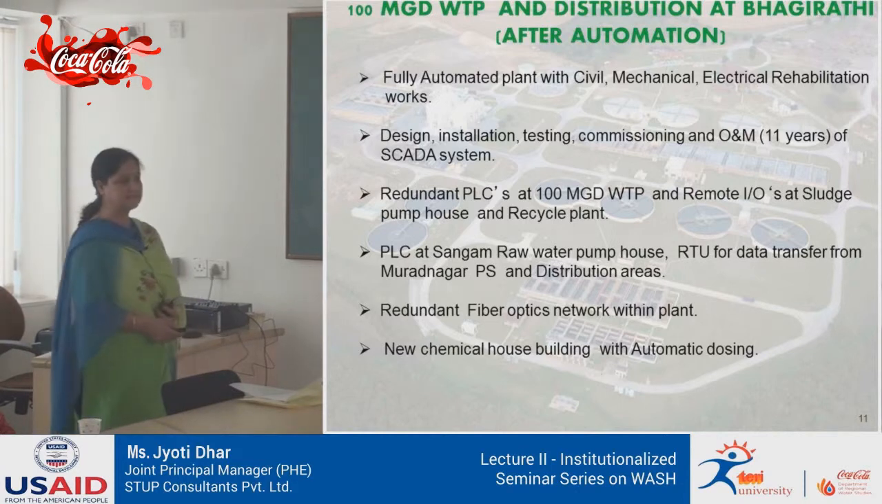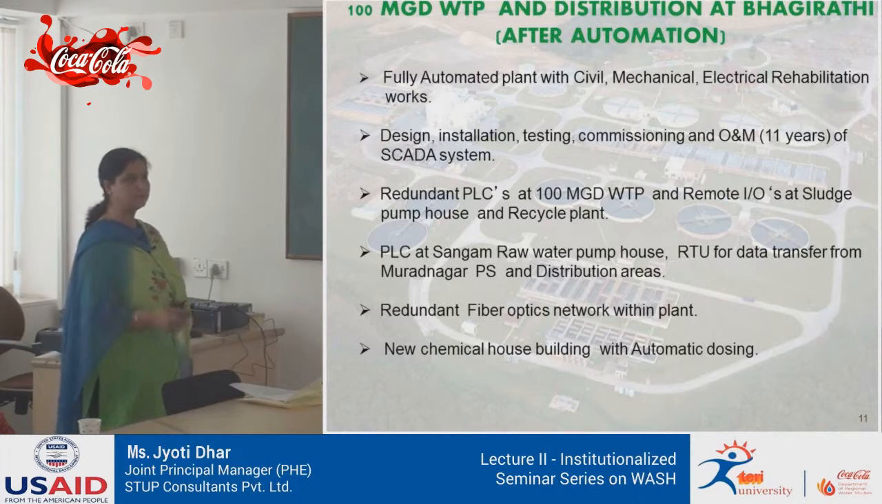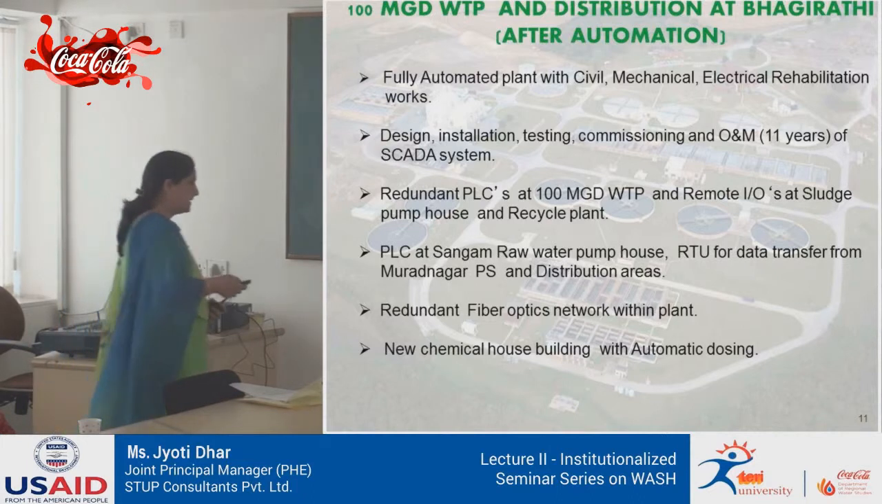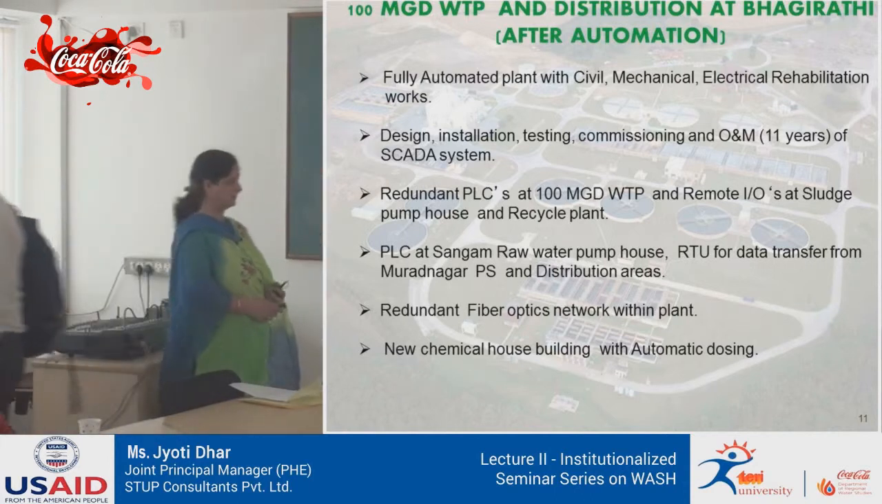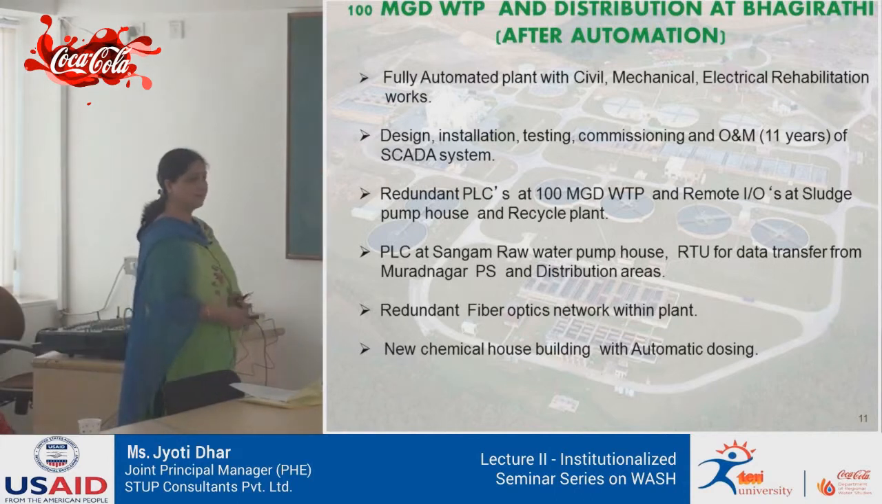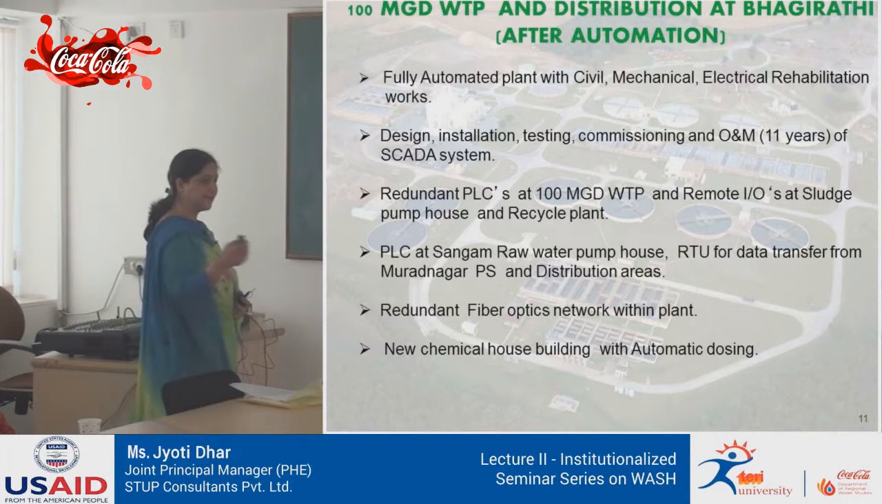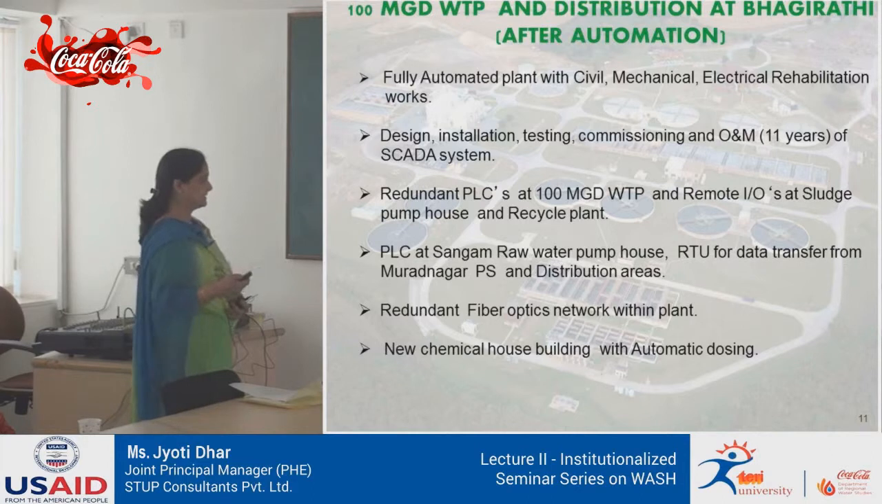Then you have a PLC system installed at the Sangam raw water pump house, which communicates to the main control room in the water treatment plant. Then you have a fiber optic network which is laid throughout the water treatment plant and communicates with your main SCADA system. Then you have a chemical house where totally automatic dosing takes place.